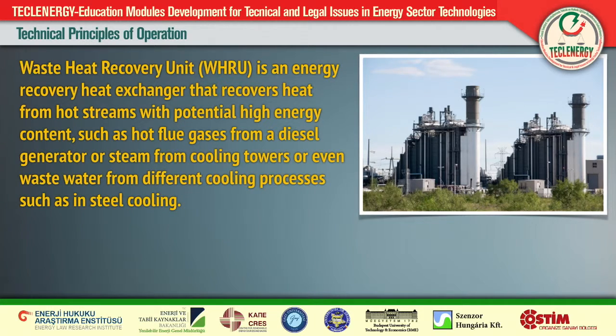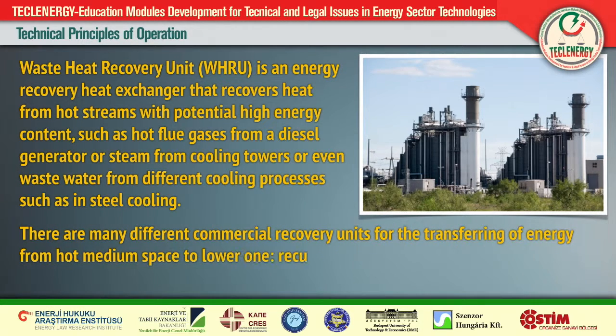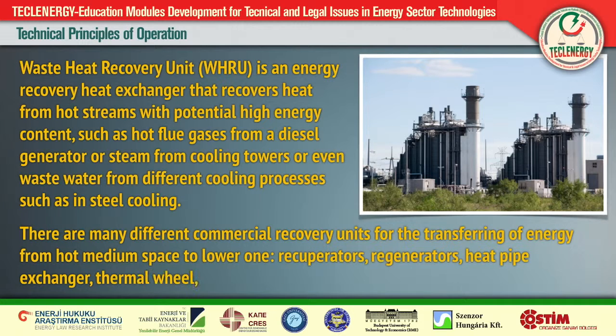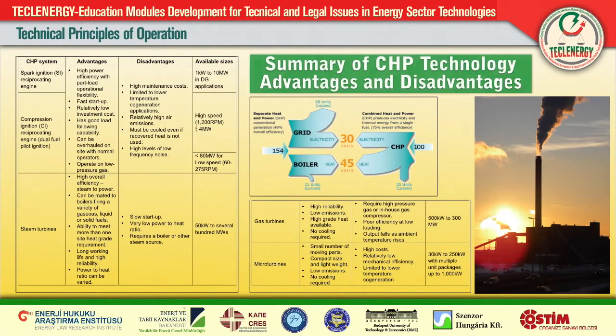The most suitable fuels for CHP are fossil fuels, especially natural gas, but municipal solid waste, certain industrial gases and biomass can be used as well. A waste heat recovery unit is an energy recovery heat exchanger that recovers heat from hot streams with potentially high energy content, such as hot flue gases from a diesel generator, steam from cooling towers, or even wastewater from different cooling processes such as in steel cooling.